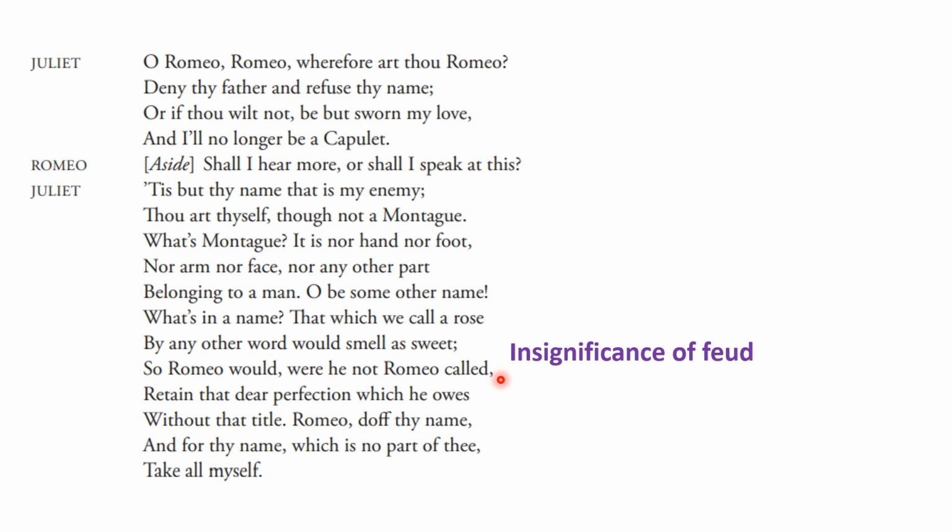She then compares this directly to Romeo by saying, "So Romeo would, were he not Romeo called, retain that dear perfection which he owes without that title." Romeo would still be perfect if he wasn't called Romeo. Then she says, "Romeo, doff thy name, and for thy name, which is no part of thee, take all myself." She basically says, trade your name and take all of me in exchange, which is again a reference to marriage as a business transaction. That's what Juliet thinks: for Romeo's name, she will give herself to him in her entirety.